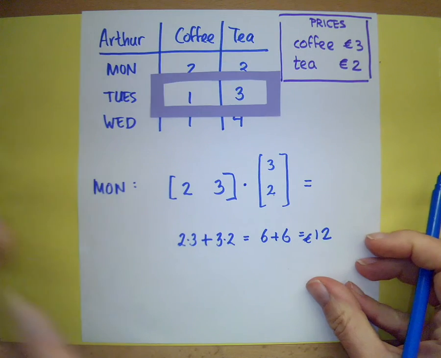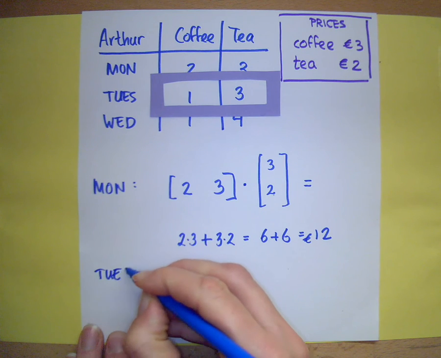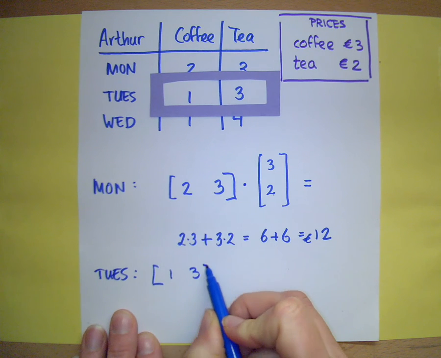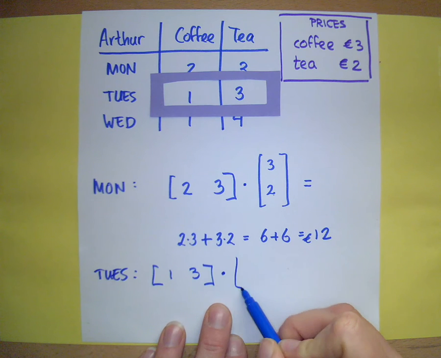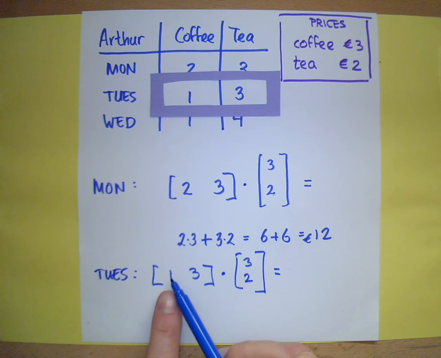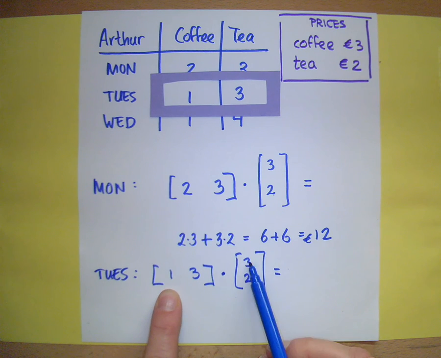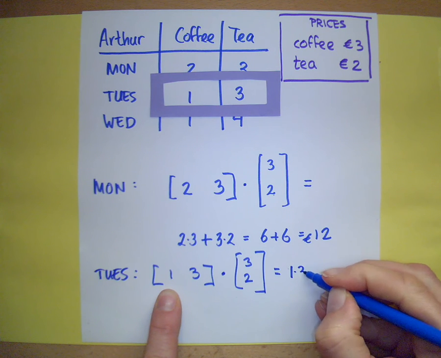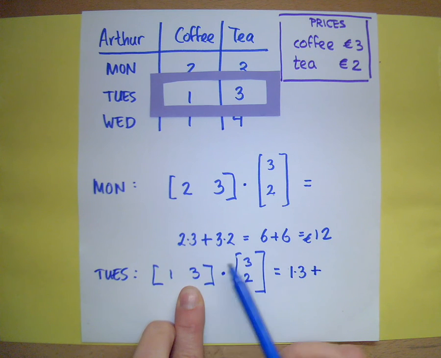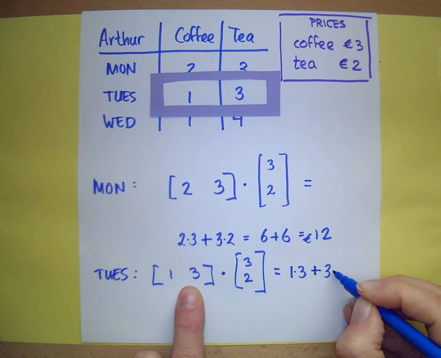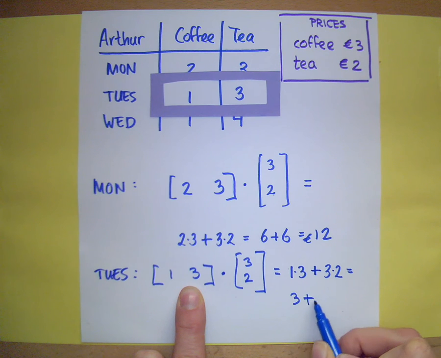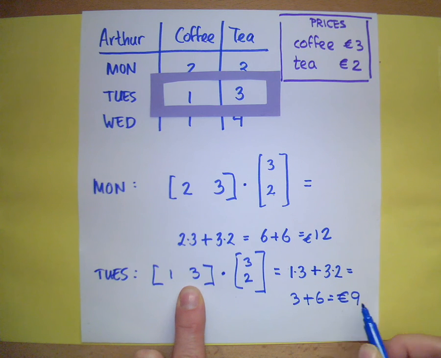Let's do Tuesday. He buys 1 coffee, 3 tea. We're multiplying that by the prices, which were 3 euros and 2 euros. Let's do it again. We go to the first number in the row, we multiply it by the first number in the column, 1 times 3. Then we add the second number in the row times the second number in the column, which is 3 times 2. So 1 times 3 is 3, plus 3 times 2 is 6, so 9 euros.